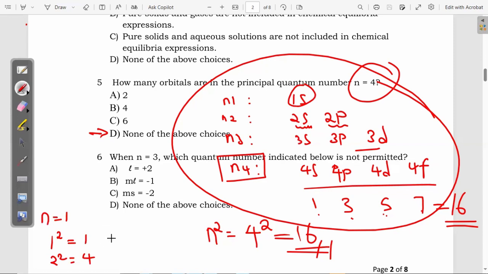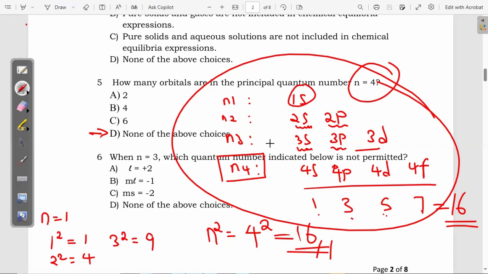Okay? And then if I have 3 squared, this one here will give me what? 9. So if I come here I have 1 because this is S. And then in the P, I have 3. So I have 1 plus 3, that is 4. And then in the D, I always have 5 orbitals. So when I add them, I get 9. Okay, so I just explained that for you to get the concept.